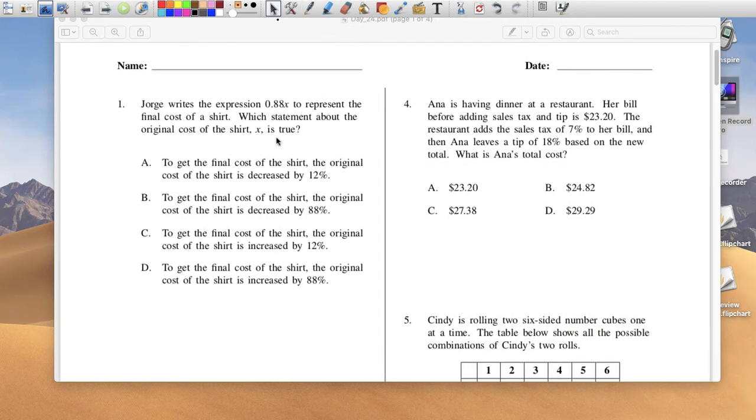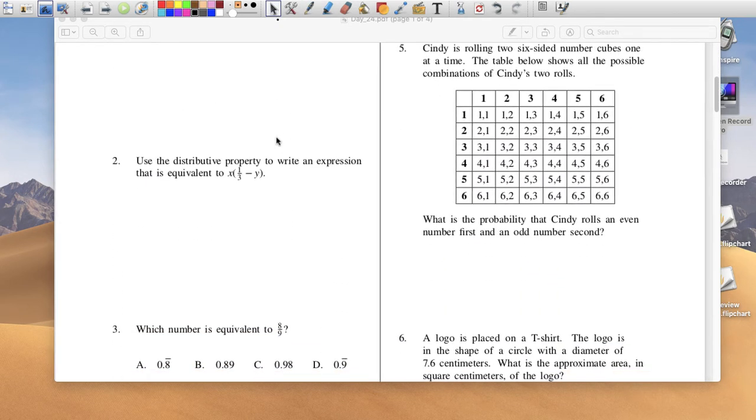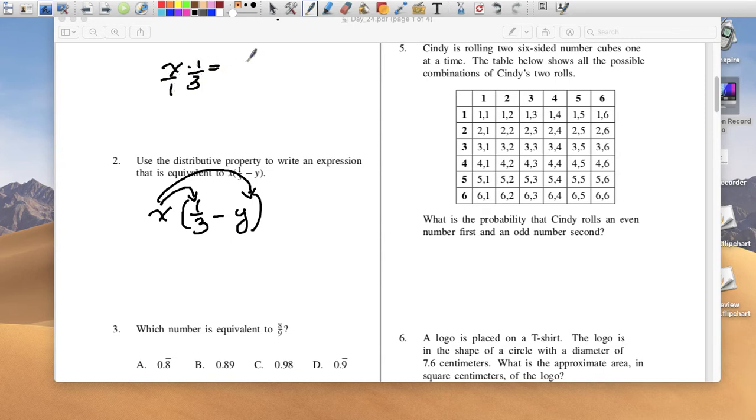Two, use a distributive property to write an expression that's equivalent to this. Okay, so let me just make it a little bigger. Well, that's not that difficult, right? So we're going to use a distributive property, which means this guy over here is going to multiply this and then multiply that. So the first one is positive, x times 1/3. You can put x over 1 if you like. x times 1 is x. And at the bottom, 1 times 3 is 3. So that first is equal to x over 3. The second one is positive times a negative, so it definitely needs a negative sign. And then x times y is just xy.